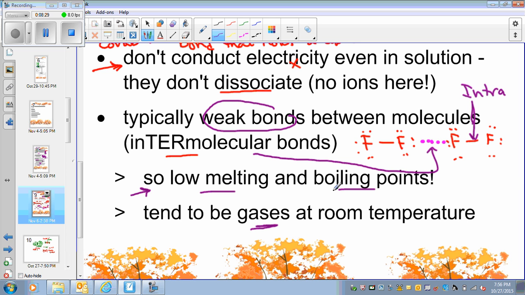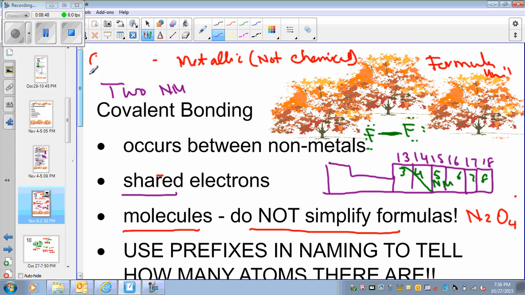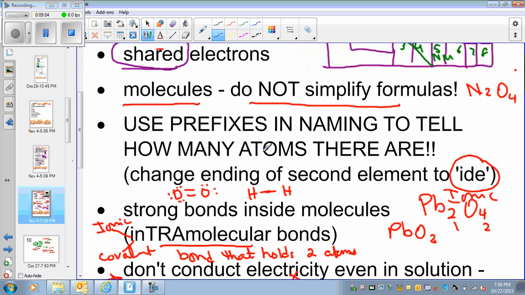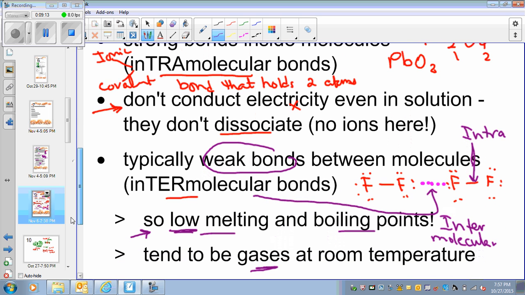So the boiling point and melting point depend on the intermolecular forces. Keep it in mind. The stronger the intermolecular forces, the higher the melting and boiling point will be. The weaker the intermolecular forces, the lower the melting and the boiling point will be. So going over it, covalent bonds are formed between two nonmetals. The bond will be formed between the elements on the right side of the periodic table. They are formed by sharing of electrons, not transfer of electrons. We use prefixes, not the Roman numerals. They still end up with ide, and they have low melting and boiling points and weak intermolecular forces.